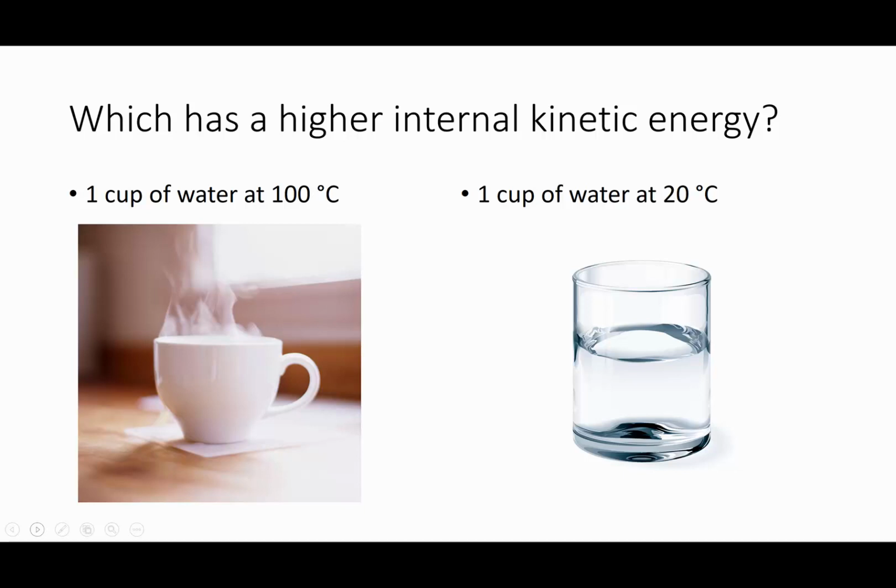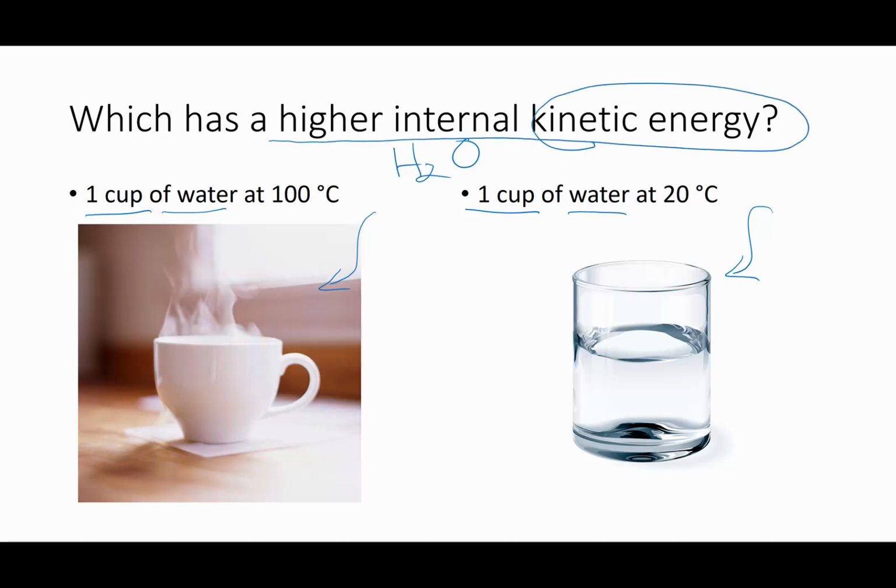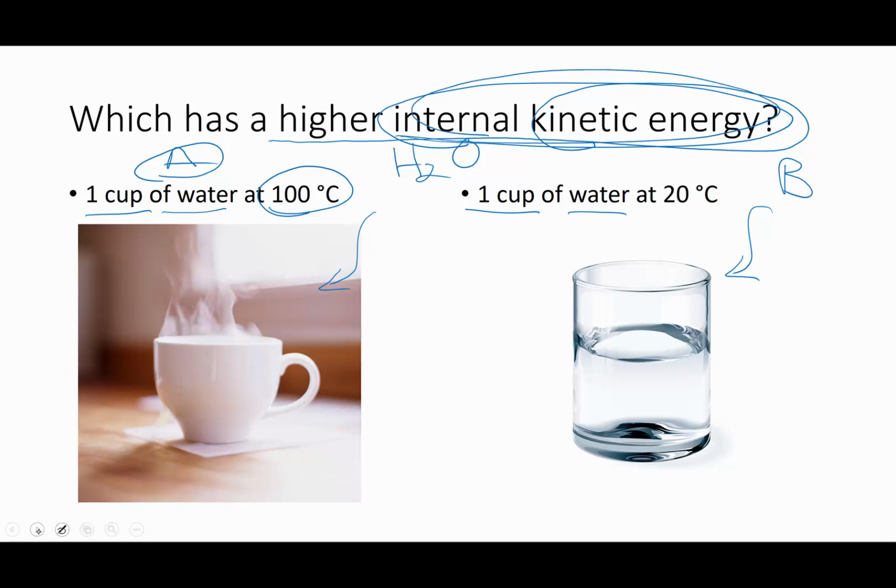So I've got two pictures here. Both of them are, let's pretend, exactly 1 cup of plain old beautiful H2O water. One is at 100 degrees Celsius and one is at 20 degrees Celsius. So think on this. Let's call this one A and this one B. Which one has a higher internal kinetic energy? Right, A, because internal kinetic energy is a measure of temperature. So they're both water, they're both the same amount of volume, higher temperature, higher internal kinetic energy.